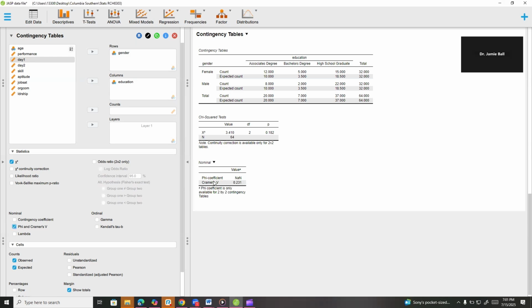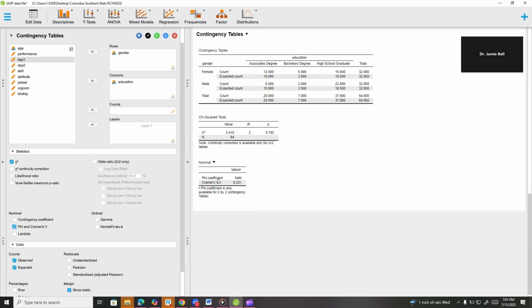Okay, now the phi coefficient won't work because that's for 2 by 2, 2 groups compared to 2 groups. I have 2 groups, male and female, compared to 3 groups, education. So the phi coefficient, this n means it's not going to happen. So I'll look at Cramer's V. Cramer's V, this is an effect size, 0.231.